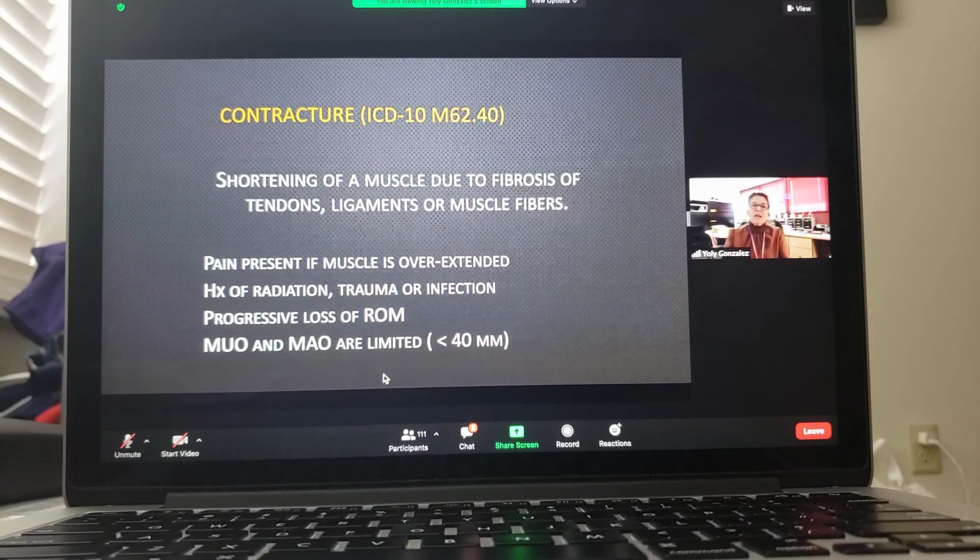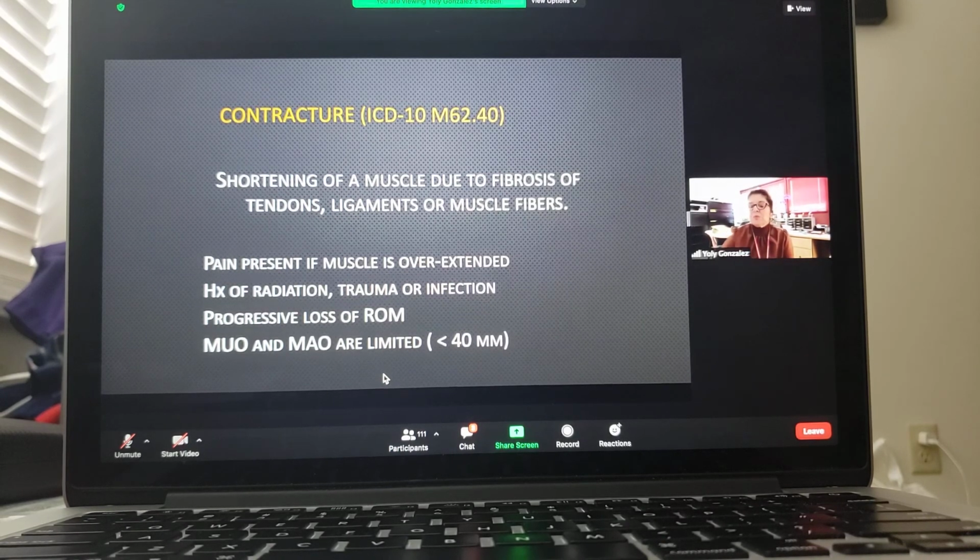Contracture, muscle contracture, that's another one that we hear a lot. It means a shortening of the muscle in this case, and is due to fibrosis or scar tissue in that muscle or ligaments. Therefore, because it's scar tissue, you are going to see a consequential limited range of motion.